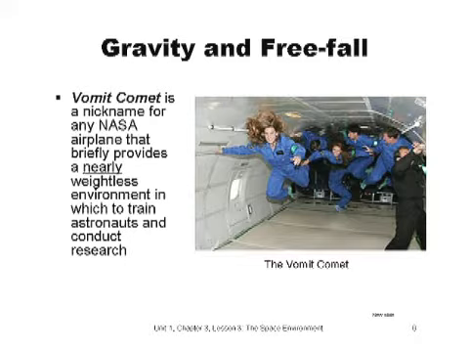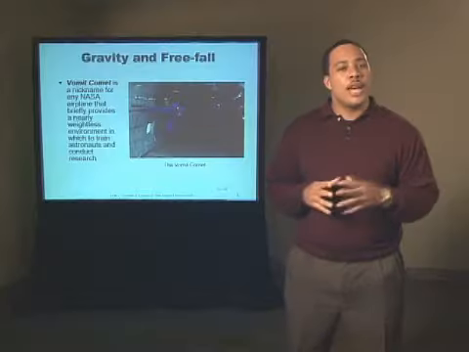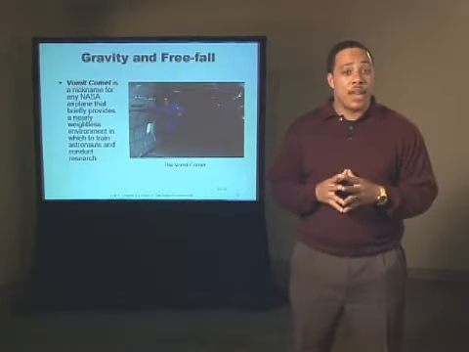Here you can see some very fortunate astronauts in the Vomit Comet. The Vomit Comet is the nickname for the NASA aircraft used to train astronauts in a nearly weightless environment. The aircraft flies in a trajectory that provides a brief, several-minute-long free-fall environment. The astronauts can get used to the free-fall environment and even conduct research before carrying out experiments on board the shuttle. Can you guess why astronauts named this aircraft the Vomit Comet?